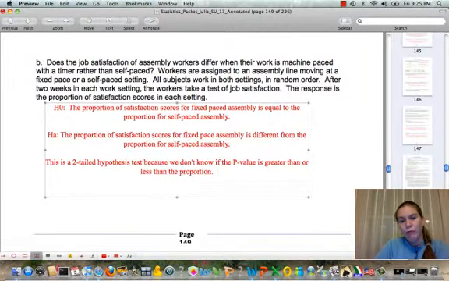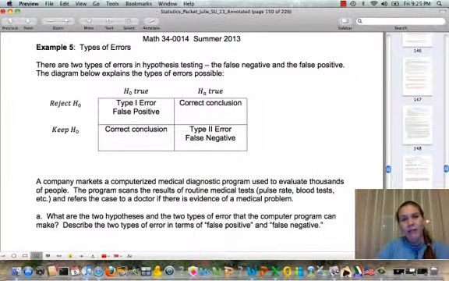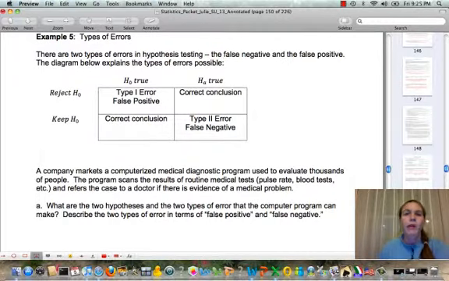So if we go look at page 150, example 5 is about types of errors. So there's two types of errors in hypothesis testing. We call them the false negative and the false positive. And this diagram explains the types of errors possible. So if we look at the first column, this is saying the null hypothesis is true. So if the null hypothesis is true, there are two possible results. So the first result is that we would reject the null hypothesis. Well, that would be an error because we know the null hypothesis is actually true. So we call this a type 1 error or a false positive.